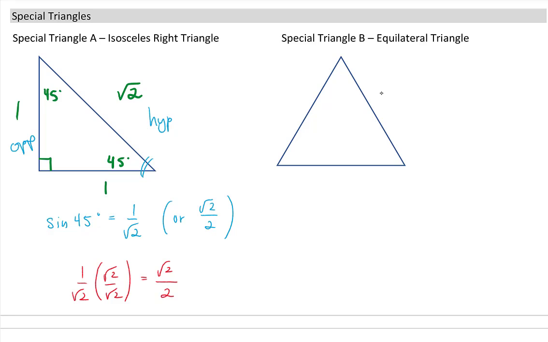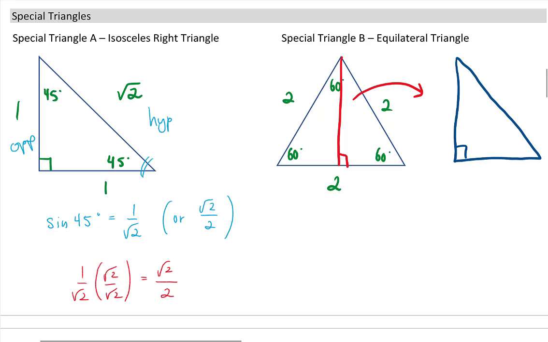Next up is the special triangle determined from an equilateral triangle. An equilateral triangle will have angles of 60 degrees, and let's say all the side lengths are 2. If we split this triangle in half, we get our second special triangle. We still have the 60 degrees in the bottom right. Since we split it in half, the top angle is 30 degrees. The hypotenuse is still 2, and again, since we split it in half, the base is now 1. And the third side, using Pythagorean's theorem, will be the square root of 3.